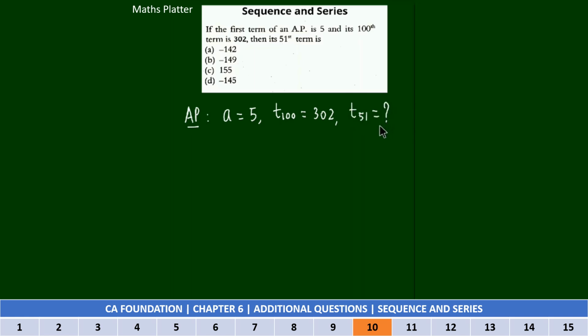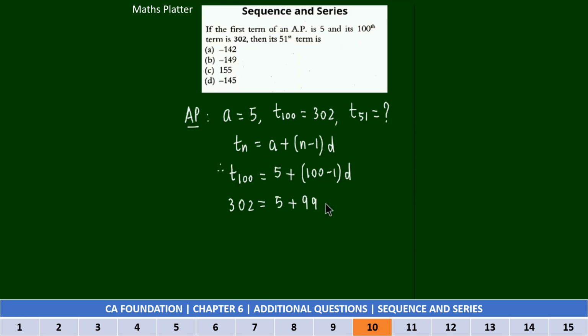Now here we apply the formula for the general term of an AP, which is Tn is equal to A plus n minus 1 into D. So therefore we could say T100 is equal to, the value for A is 5, plus 100 minus 1 into D. Now T100 value has been given as 302. So we could say 302 is equal to 5 plus 99 into D.